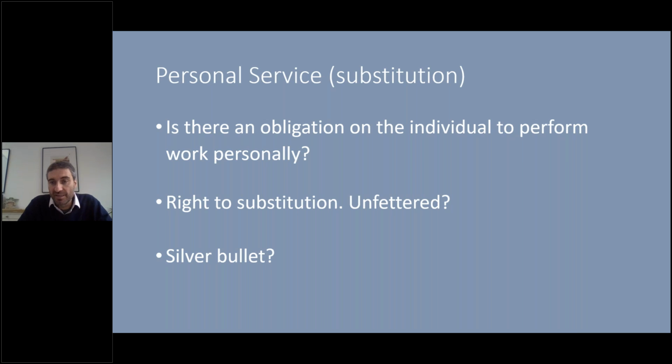Let's look at each one of these a little bit more in detail. So substitution or personal service. Is there an obligation on the individual, the worker, to perform the work personally? If there is, if they can't send a substitute, then it points to IR35 applying, or it points to this is more like an employment. If they can send a substitute, and they don't have to actually send one, they just have to have the right to send a substitute, then IR35 does not apply.